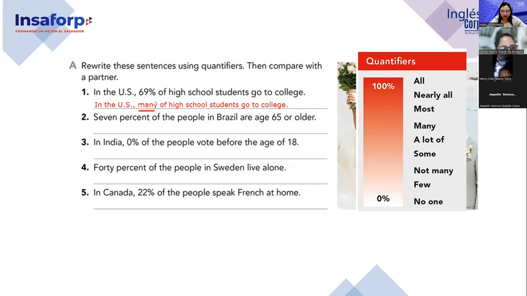We have the quantifier. We need to have a subject. Quantifiers and subject. Okay. I need you to go. Vamos a practicar con sus compañeros. Go and try to complete the information about people in Brazil, people in India, people in Sweden, and people in Canada. Pero ahora ya no quiero percentage. Quiero quantifiers. Vamos.